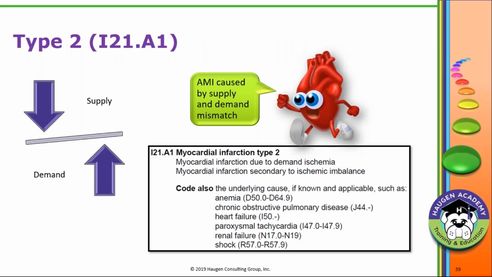Type 2 MIs, there's only one code. Makes it super simple. The code is I21.A1. And again, this is an AMI caused by a supply and demand mismatch. It doesn't matter if he's unfortunate enough to have more than one of these within a 4-week period, it's I21.A1. You don't code it more than once because we don't repeat ICD-10-CM codes. But this one I think is fairly straightforward.